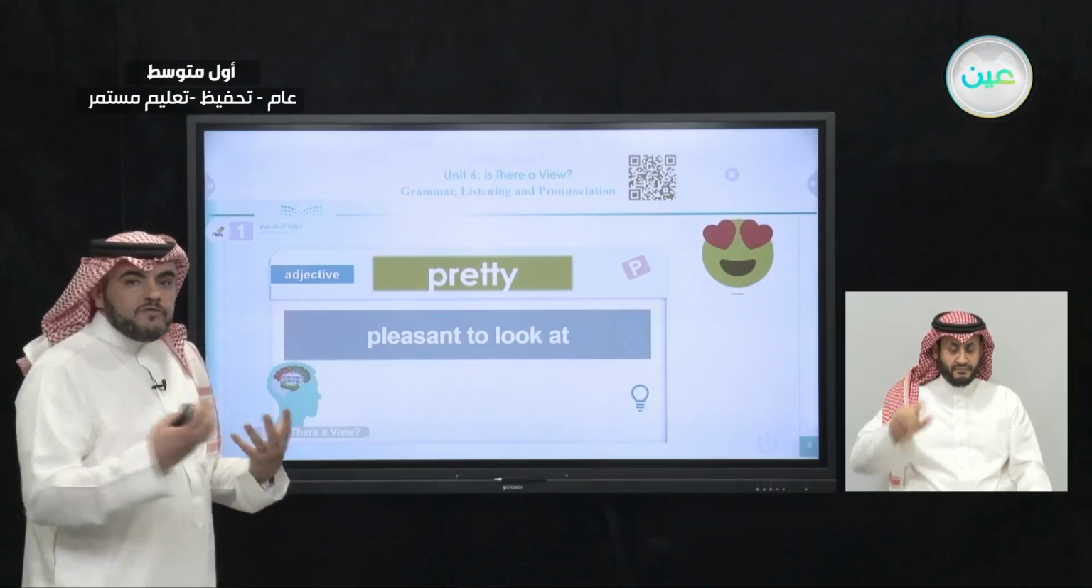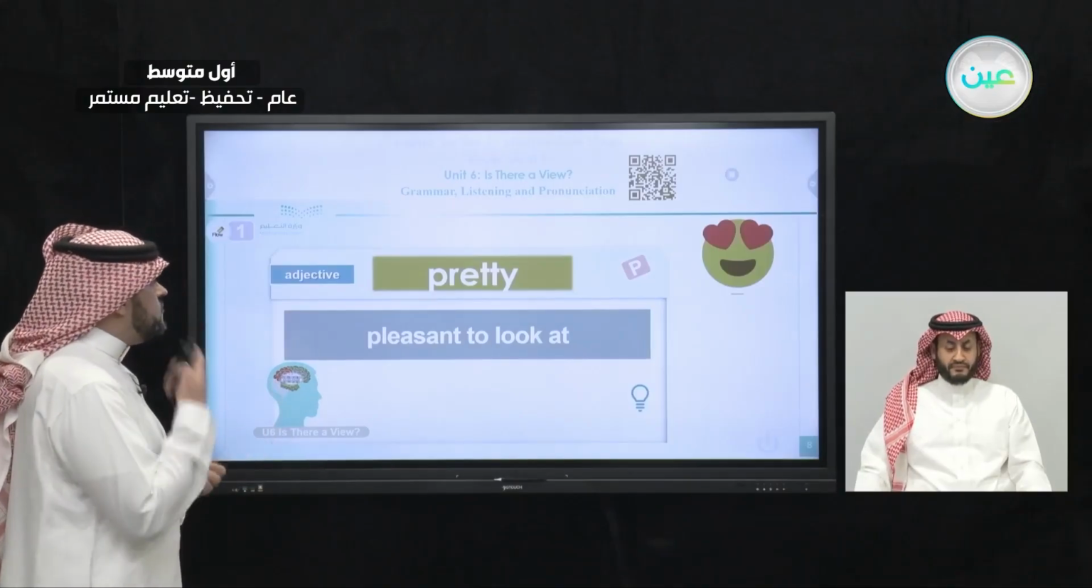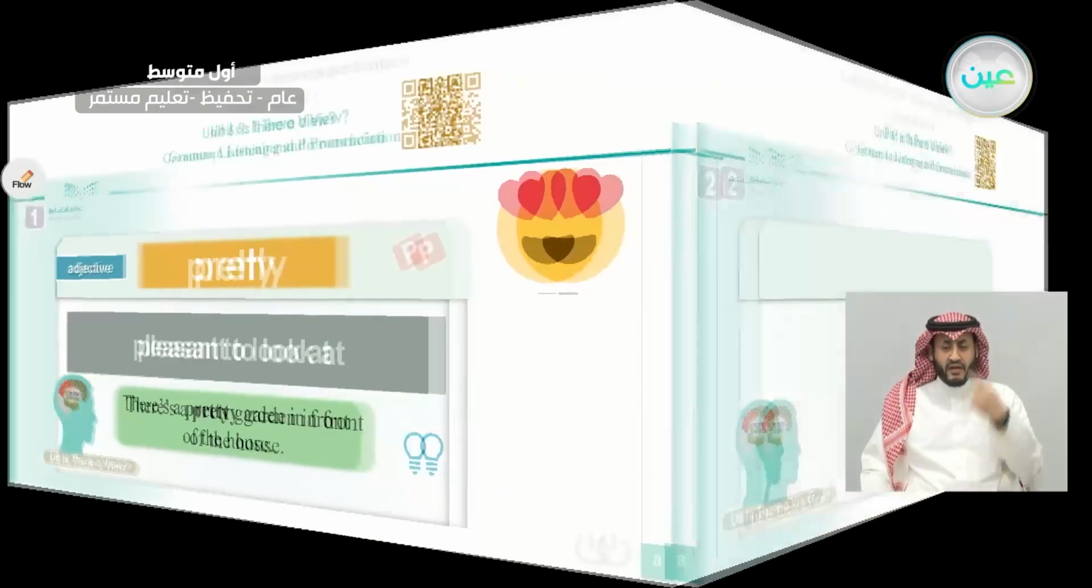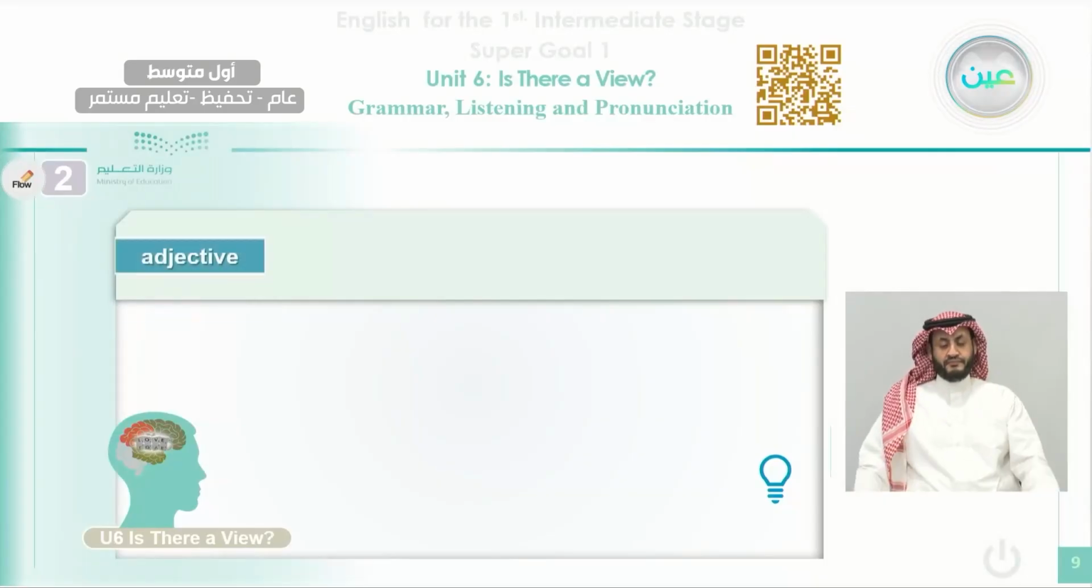That means very beautiful, very good, and it is pleasant to look at. Let's read it in an example like this one. There is a pretty garden in front of the house. Okay, that means good looking garden. And here we move to number 2.